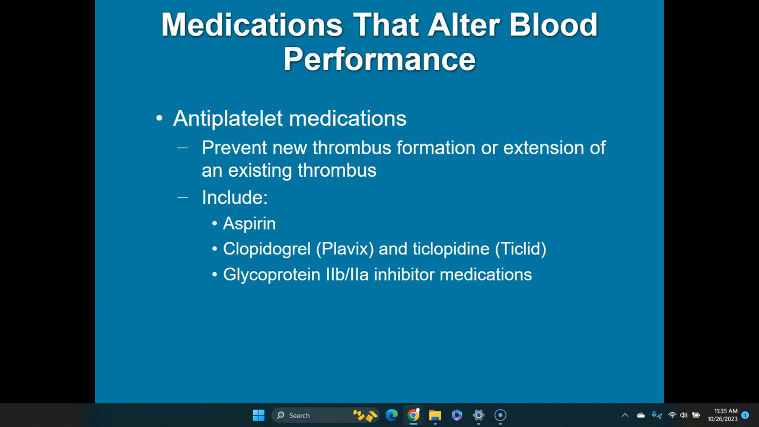Aspirin, of course, we're going to use it to prevent the formation of those clots, those platelets from sticking together. Makes everything slide through a little bit easier. Prevents that platelet aggregation and sticking together. Clopidogrel is kind of like that, but a little bit stronger.